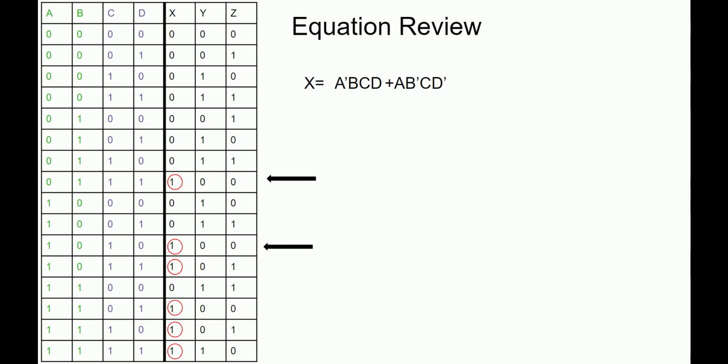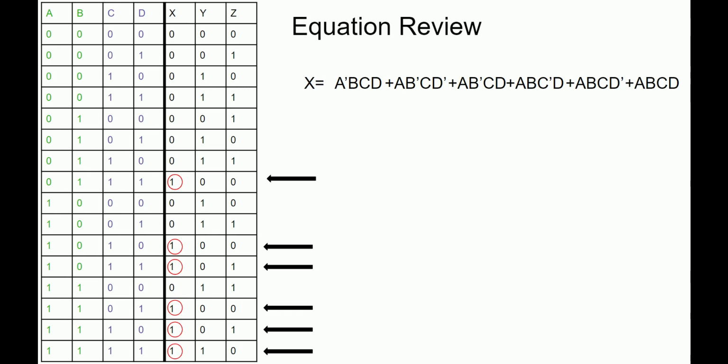Or, and remember we represent or by that plus sign, or 1, 0, 1, 0, so that'll be A, not B, C, not D, or 1, 0, 1, 1, which is A, not B, C, D, or A, B, not C, D, or A, B, C, not D, or A, B, C, D.